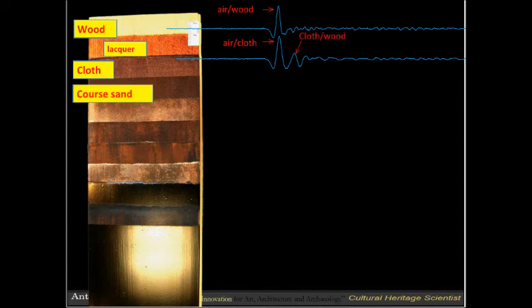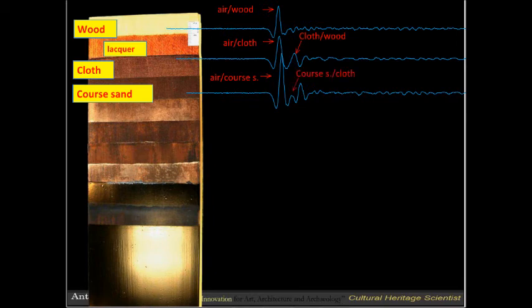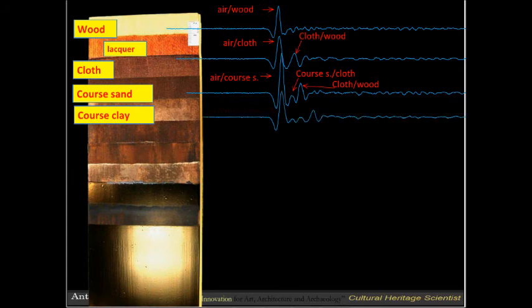The application of a coarse sand layer adds a third peak to the spectrum, and the three interfaces are now air-coarse sand, sand-cloth, and cloth-wood. The application of a coarse clay layer adds a fourth peak, and the four interfaces are now air-coarse clay, clay-coarse sand, sand-cloth, and cloth-wood.